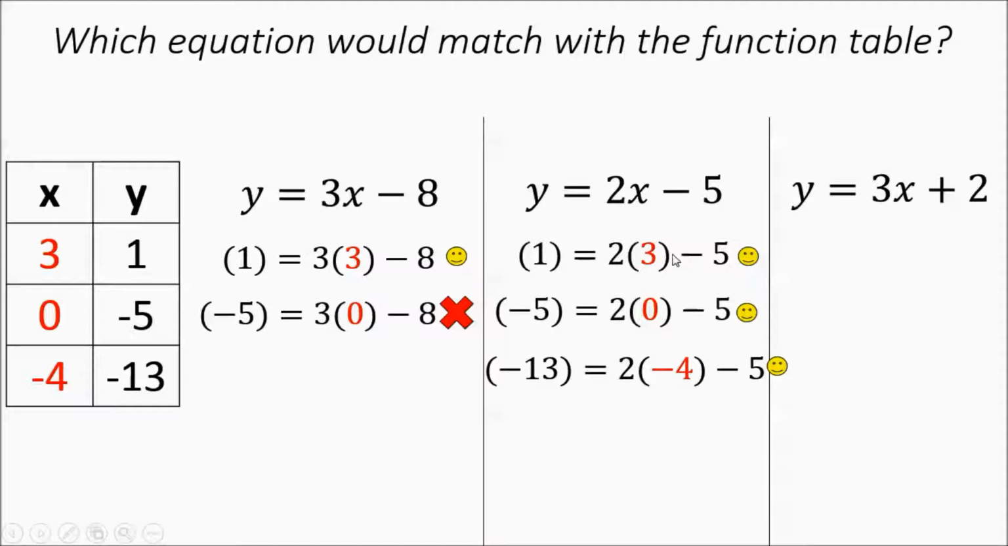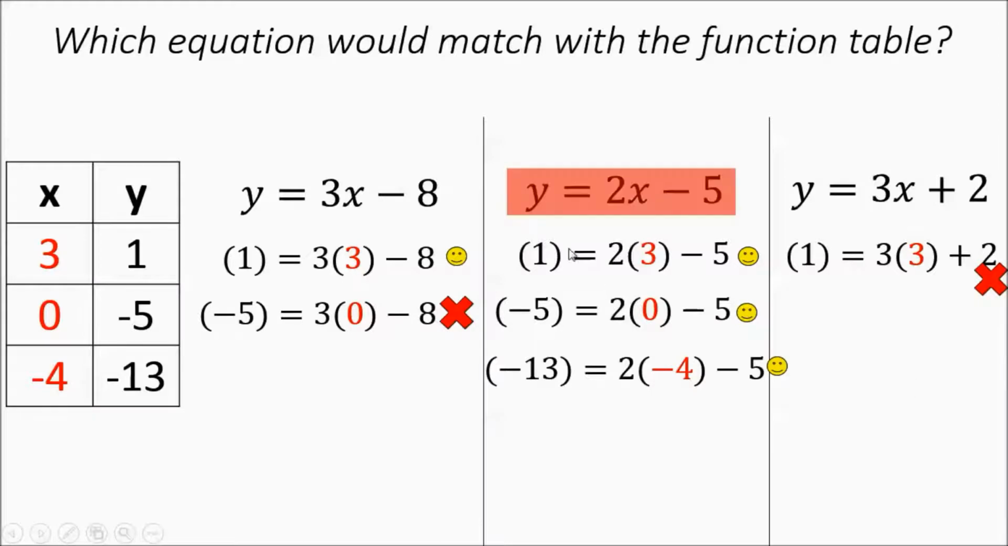I'm just going to double check this last one to make sure it's not going to work. So I'm going to use that first ordered pair, 3, 1. I plugged them in properly. 3 times 3 is 9. 9 plus 2 is 11. That's not going to work. So the middle equation was the one that does work for all 3 points. So this equation displays this function table. We're going to move on to the next one.